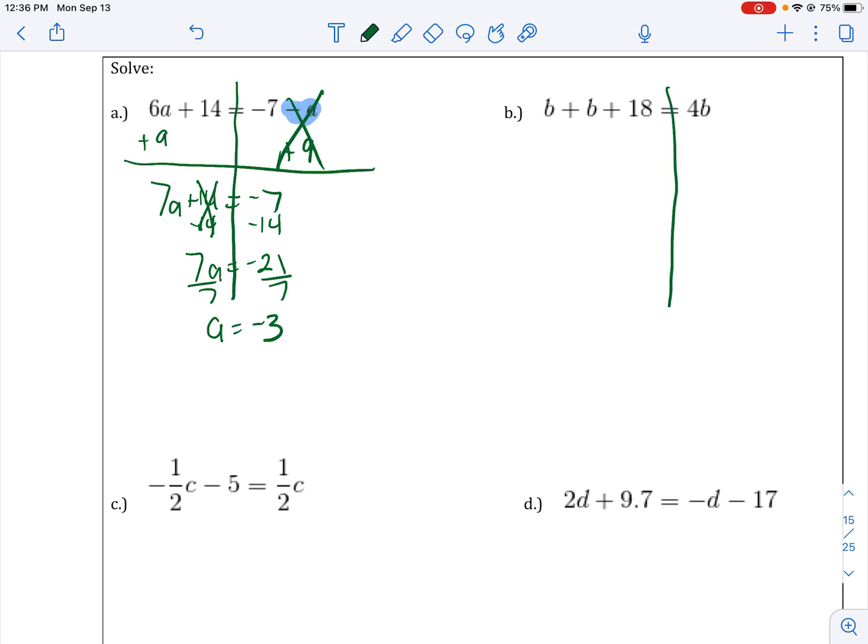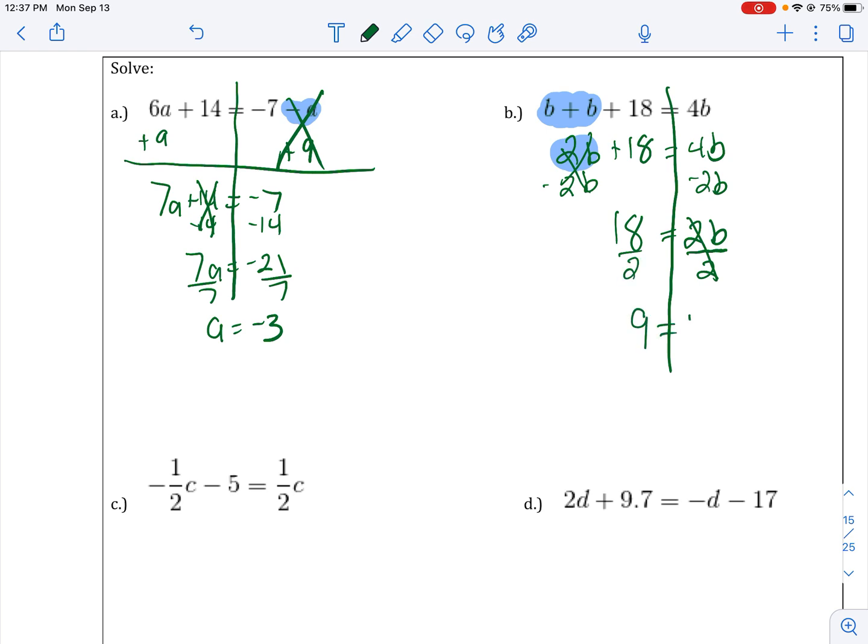This one's a little bit different because I can combine these. These are like terms. So let's combine them first. So I get 2b plus 18 equals 4b. Now, this number is my smallest variable, so I'm going to eliminate it from the left. And I'm left with 18 equals 2b. Now I want to isolate my variable on the right. It's 2 times b, so to undo multiplication, we divide. And b equals 9.